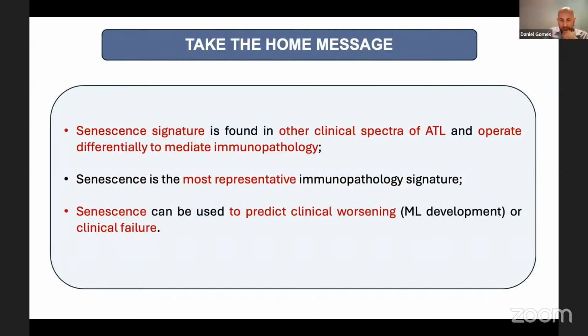So just to finish the presentation, I would like to highlight the second part. The senescence signature is found in other clinical forms, and they operate very differently between the clinical forms. Senescence is the most representative pathology signature of the disease, and it could also be useful to predict disease worsening, especially linked with mucosal development.